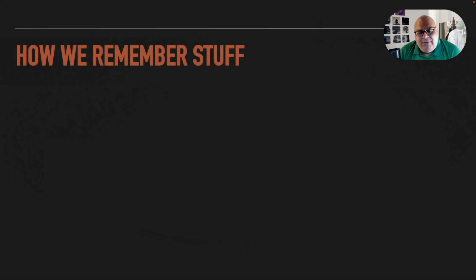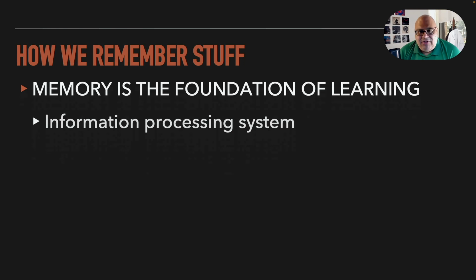So to review this concept from today's episode of How We Remember Stuff, we talked about the concept that memory is the foundation of learning. Before we can use information, before we can be an accountant or a medical doctor or engineer, we need to learn the information that you need to do those jobs, to work in those professions. And so learning, of course, is a function of creating memories. This process is referred to as the information processing system.